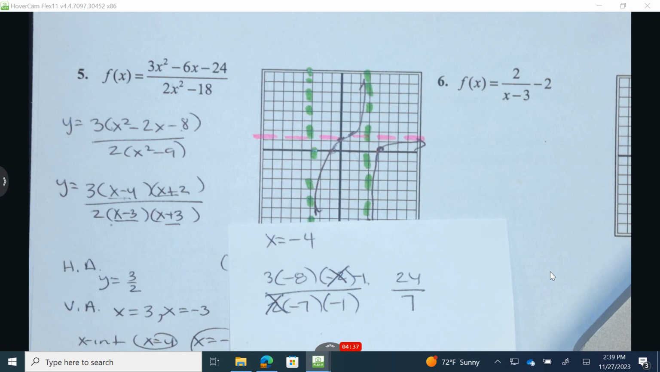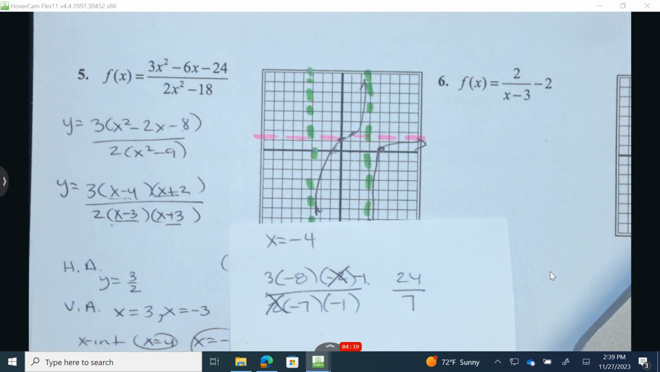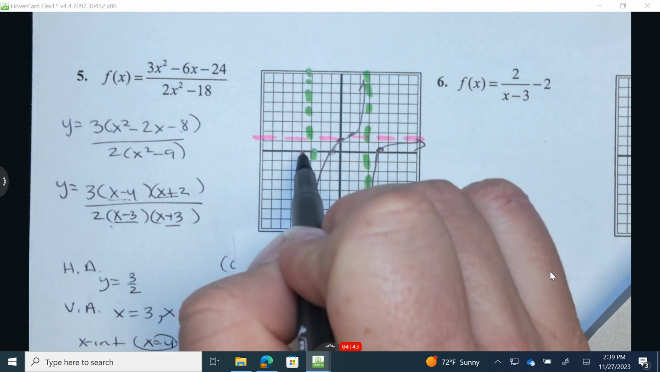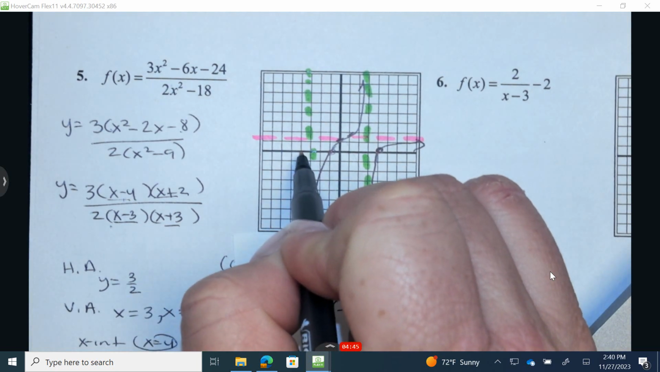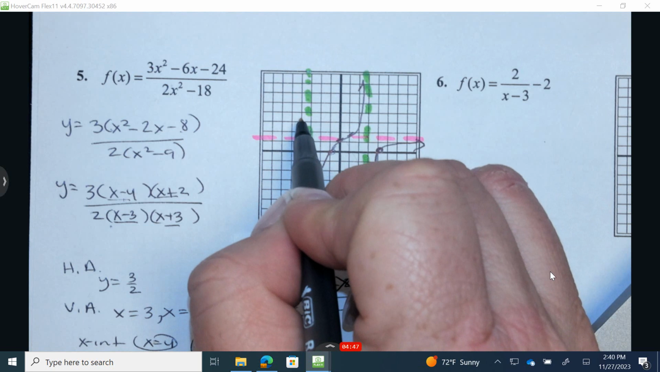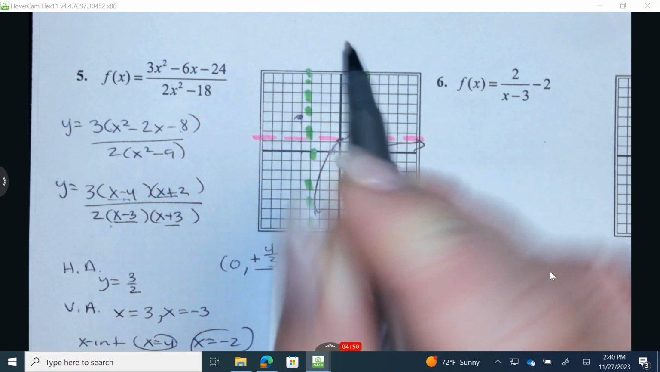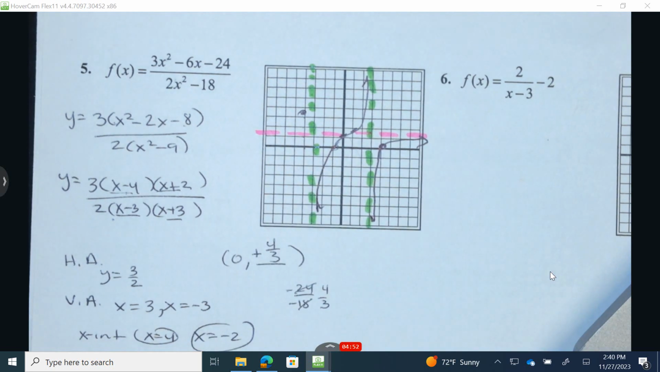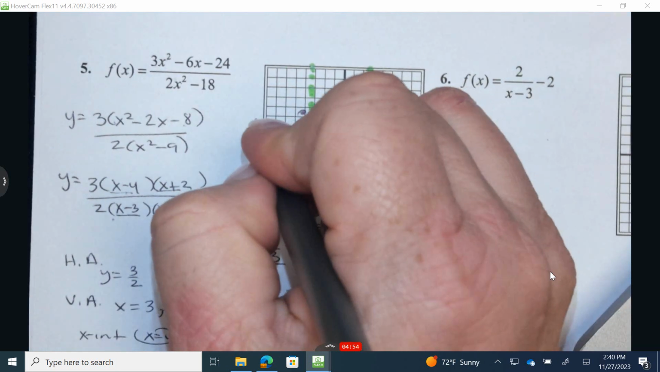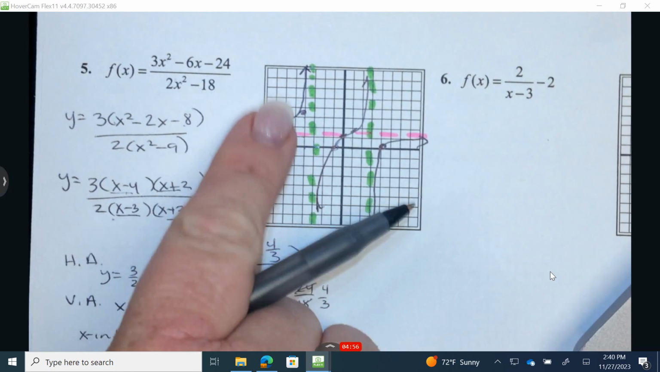Well, 21 divided by 7 is 3. This is a little bit greater. So this is going to be just a little bit greater than 3. So if I go over to negative 4, I need to go up a little bit more than 3. 1, 2, 3, a little bit greater than 3. And all that shares with me then is this basic shape. It tells me that this portion of the rational function is going to be up here in this section.